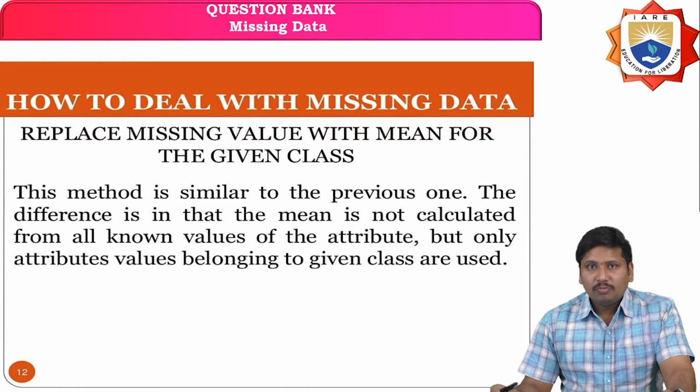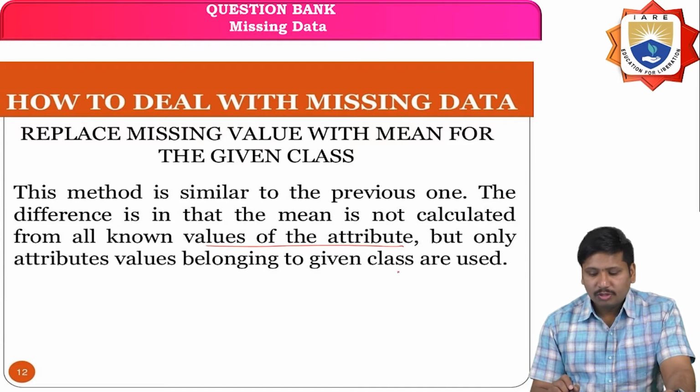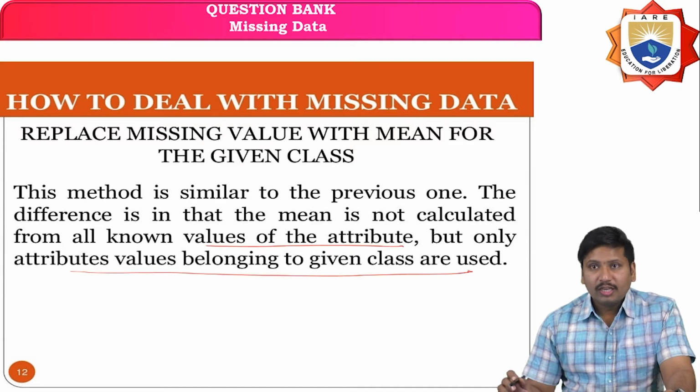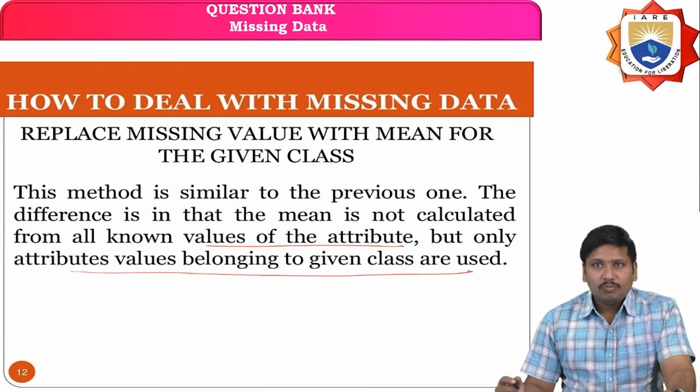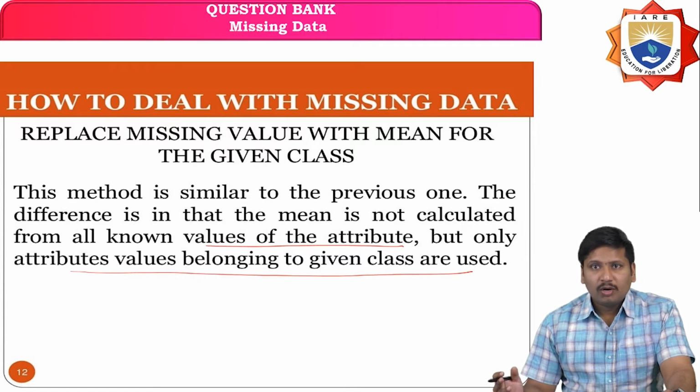It should be similar to the previous one, but here the difference is that the mean is not going to be calculated from all the known values of the attribute, but the attribute values belonging to the given class are going to be used. The previous one is also the same, where the missing values are replaced with the mean values. This method also looks too similar, but the missing value is going to be replaced with the value that belongs to the same class or interval, so it is replaced with that value.